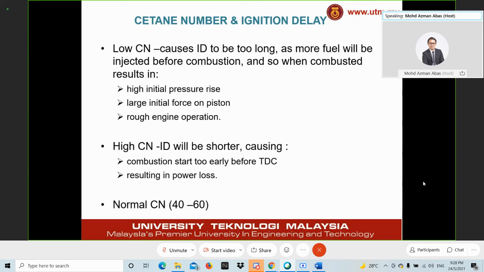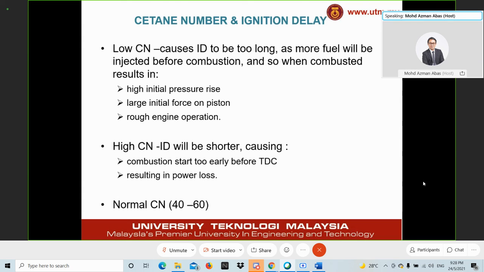Now let's talk about the cetane number of fuel and also initial delay. A low cetane number causes the initial delay to be too long. Certain fuels have characteristics of low cetane number, certain fuels have a high cetane number. As more fuel will be injected before combustion, when combusted it results in a high initial pressure rise, a large initial force on the piston, and rough engine operation. So these are some of the effects of a lower cetane number.